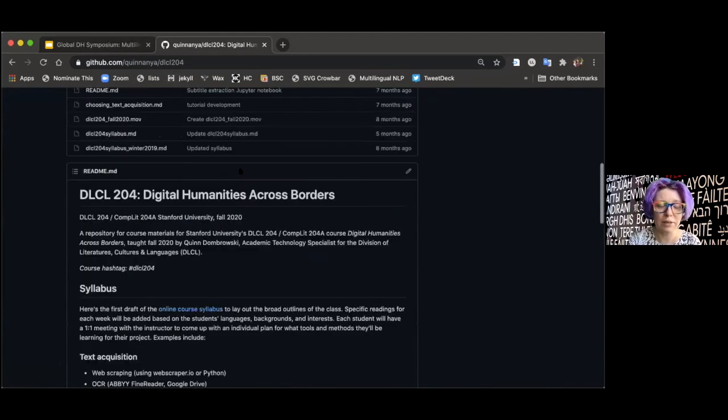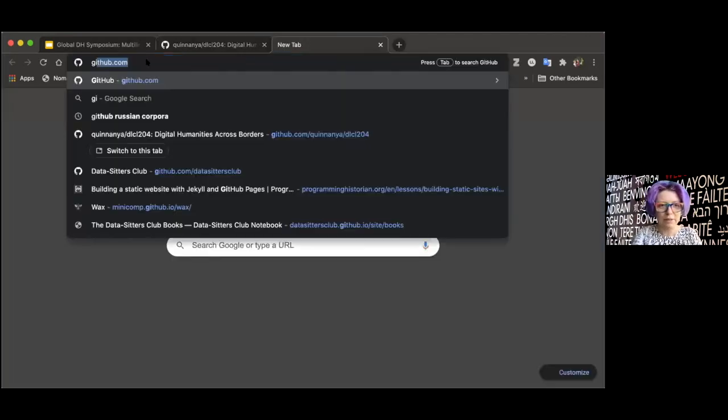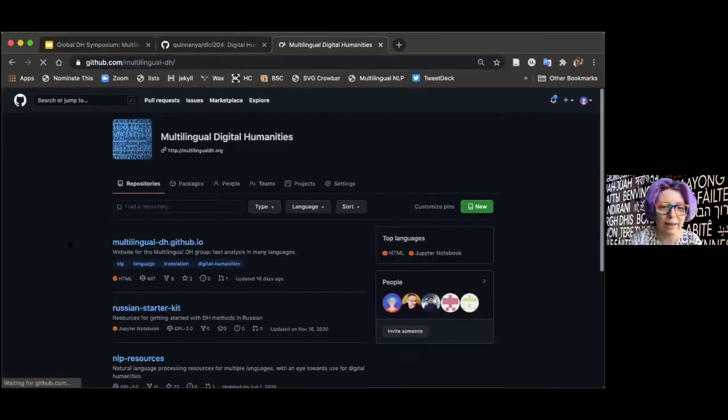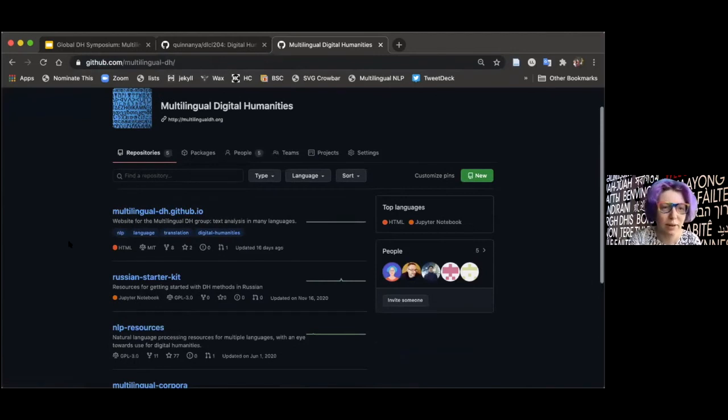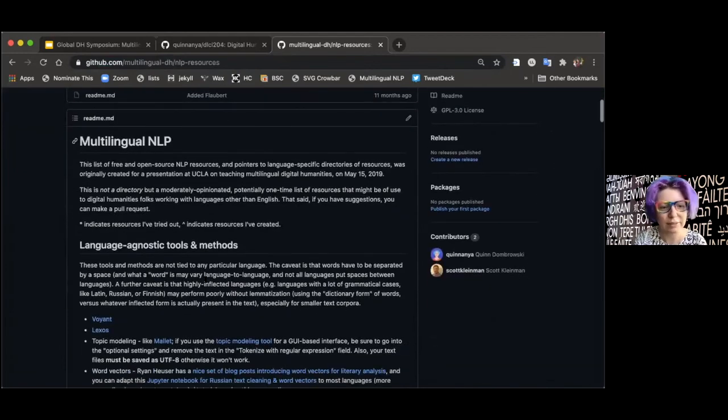There's more to come, and there's also more resources available at the Multilingual DH listing of things. So I opened another one, github.com, Multilingual DH. And for Day of DH, which is later this month on the 29th, I'm hoping to organize a little bit of a data gathering hackathon to refresh the NLP resources that we have here for a variety of languages, actually start building out the corpus database.